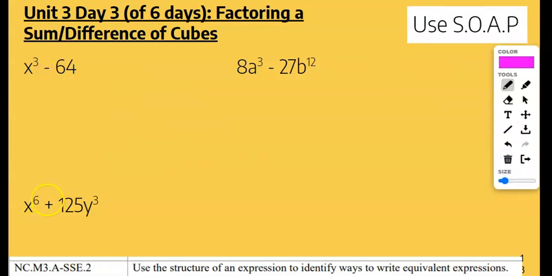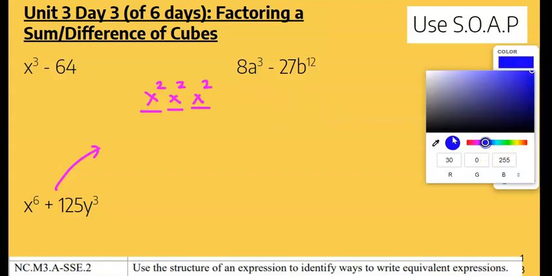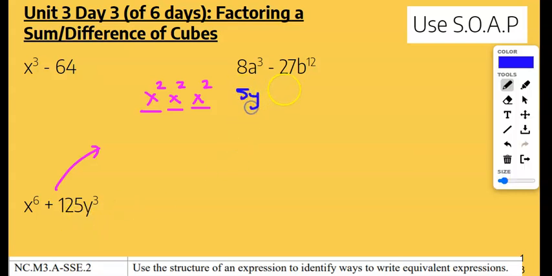So next up, I'm going to do the one from down here, x to the 6 plus 125y to the third. So I need to split up x to the 6, which would be x squared, x squared, and x squared. That multiplies to x to the 6. The 125 would be 5, 5, and 5, and the y to the third would be y, y, and y. So finally, 125y to the third is 5y times 5y times 5y.